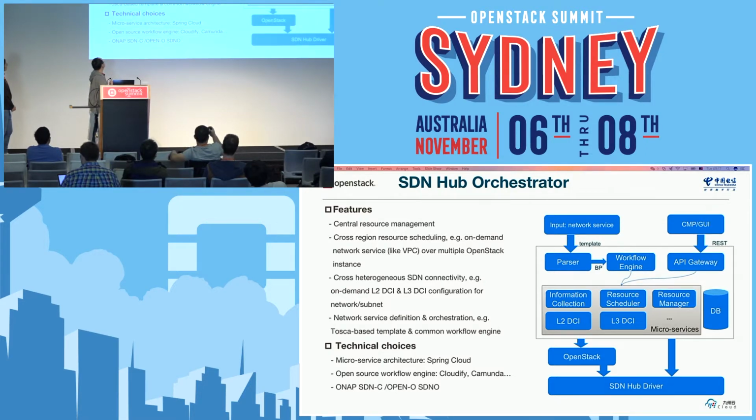And also we will have cross heterogeneous SDN connectivity abilities and network service definition and orchestration abilities. We will use the task template to describe the service requirements. In technical choice, we will use the microservice architecture, such as Spring Cloud Framework. And for workflow engine, we will have codified commander choices.